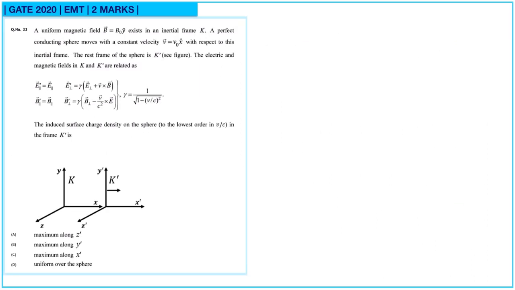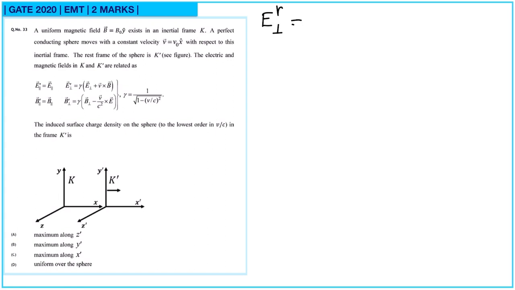Next question. A uniform magnetic field B bar is equal to B naught y cap exists in an inertial frame K. A perfect conducting sphere moves with a constant velocity V bar is equal to V naught x cap with respect to this inertial frame. The rest frame of the sphere is K dash. The electric and magnetic fields in K and K dash are related as... the induced surface charge density on the sphere in the frame of K dash is. So we'll use this formula and we'll try to find out E dash and B dash.